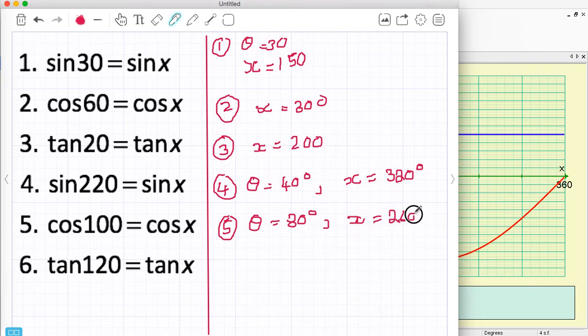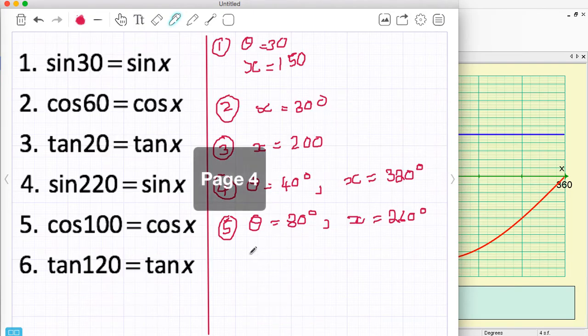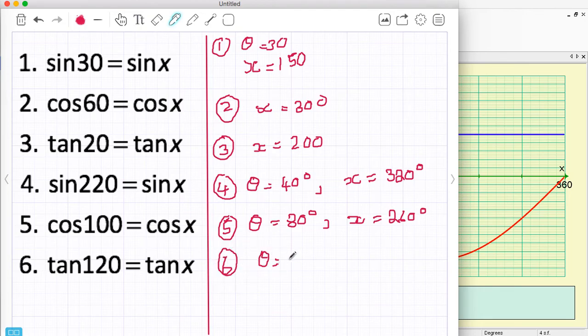And finally, the tan. Where is tan negative? 120. I'm in here, the second quadrant. It's 180 minus something gives me 120. I've taken 60 off. The other place that tan is negative is in the fourth quadrant. Taken 60 off here. So it's going to be 360 take away 60 to give me 300. So again, I worked out first of all what that theta value was, 180 take away 120, and then it's 360 take away that, to give me 300.